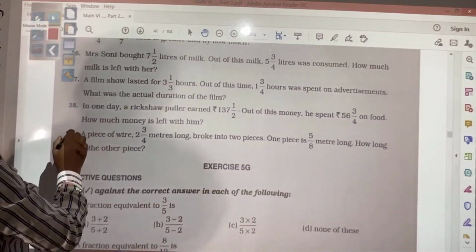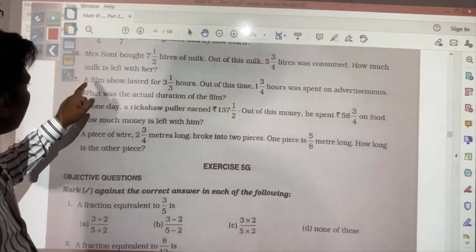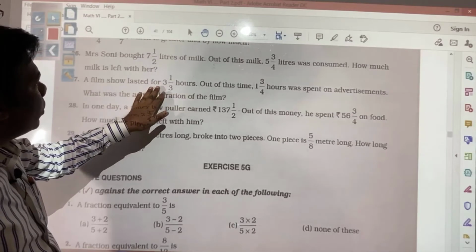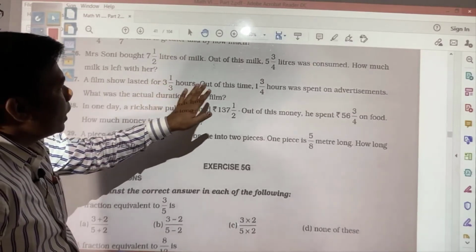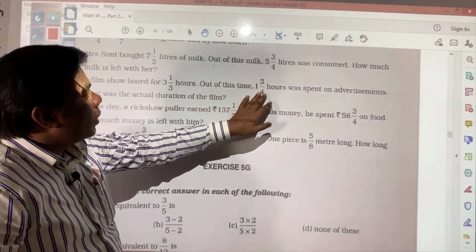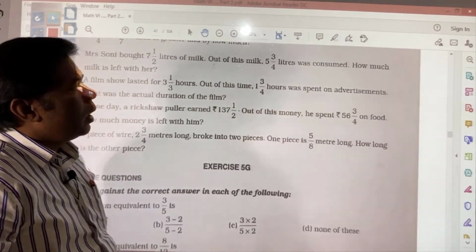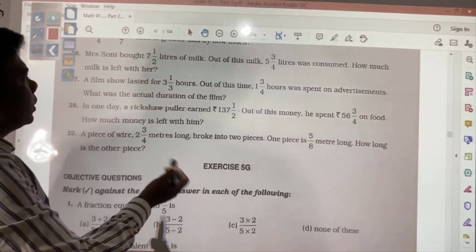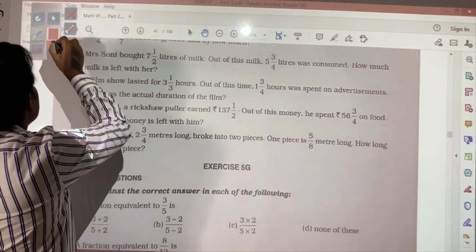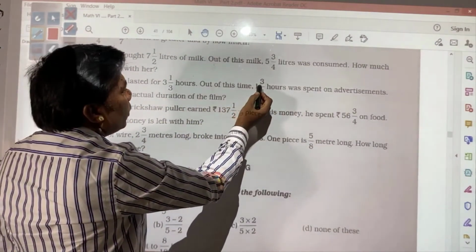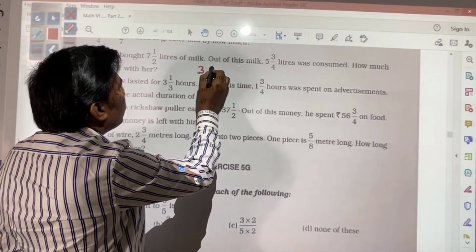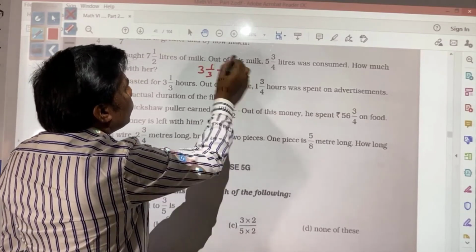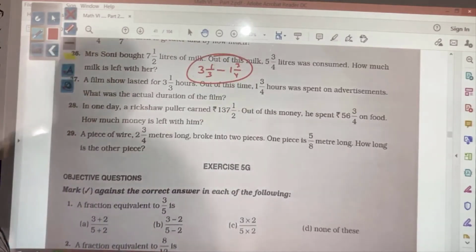Then you have question number 27. A film show lasted for 3 whole 1/3 hours. Out of this time, 1 whole 3/4 hours was spent on advertisements. What was the actual duration of the film? Same thing as this. So you need to subtract 1 whole 3/4 from 3 whole 1/3. So simple simplification is what you need to do.